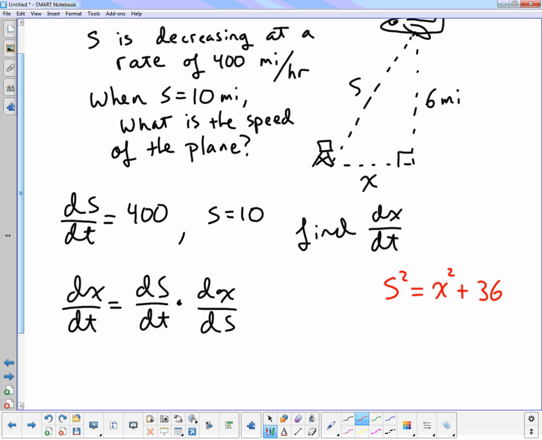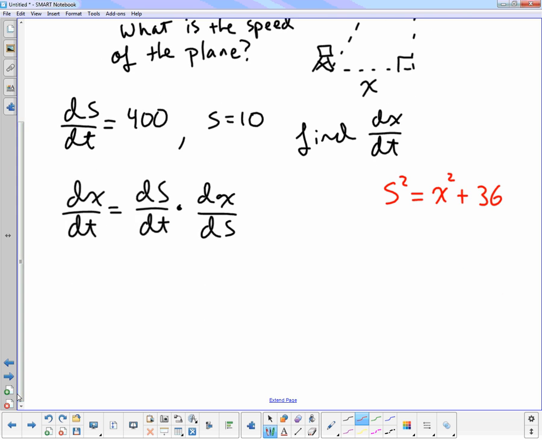Okay. So now we have to take a derivative with respect to time. S is a function of time. X is a function of time. So now, if I take the derivative of the left-hand side, I get 2s, s prime. But s prime, what is s prime? S prime is a derivative with respect to time. That's ds dt.